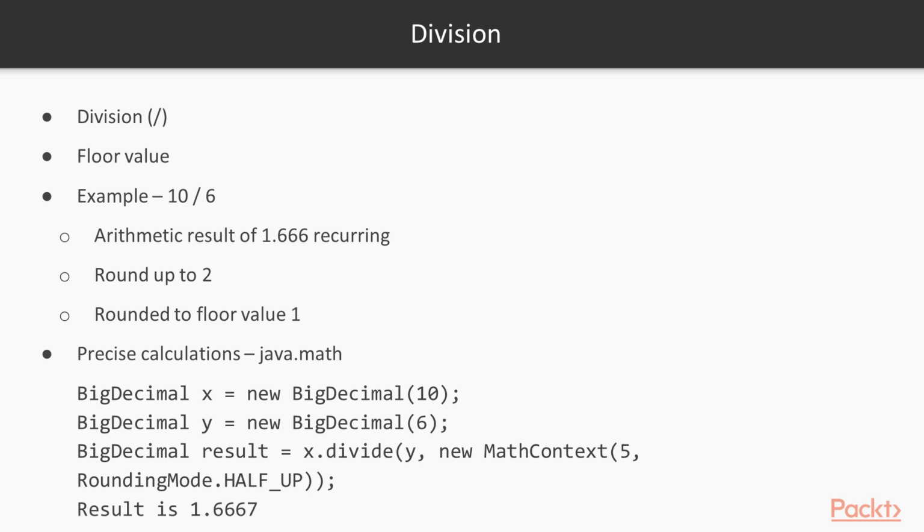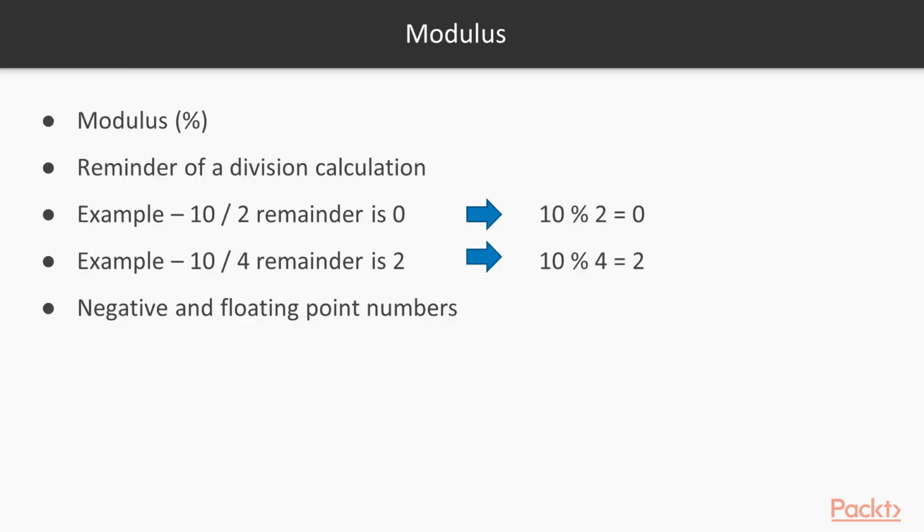If you want to do precise mathematical calculations, you should not use primitives, but instead use classes in the java.math package. This is beyond the scope of this course, but just to whet your appetite, here is the code that divides 10 by 6 and returns the result rounded to the nearest 5 precision points. The output is 1.6667.